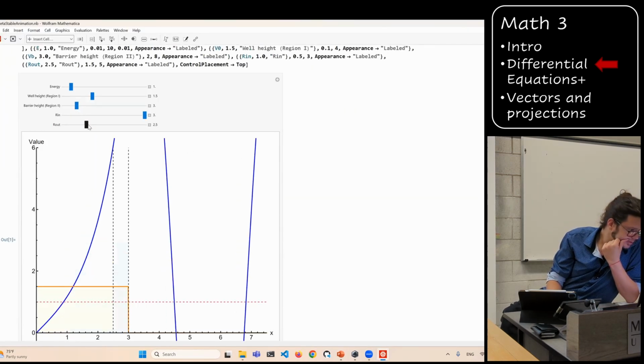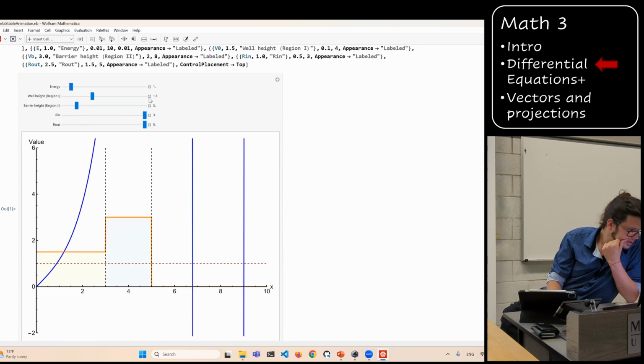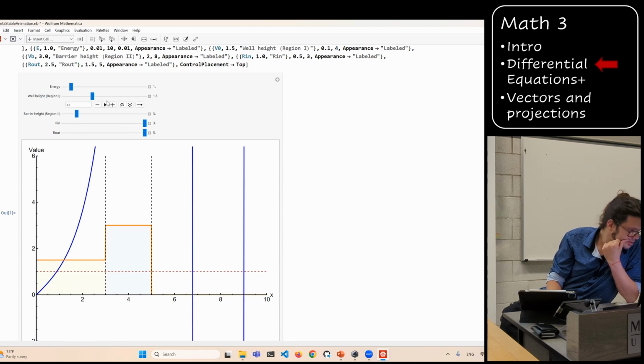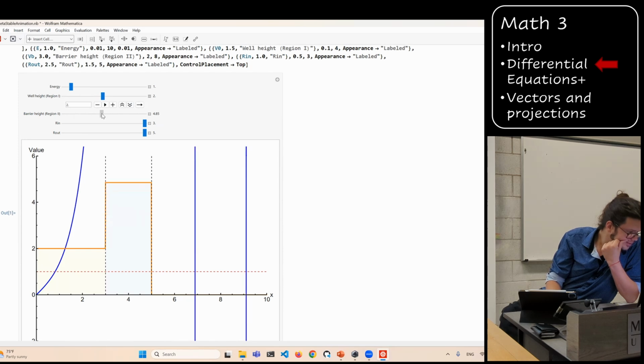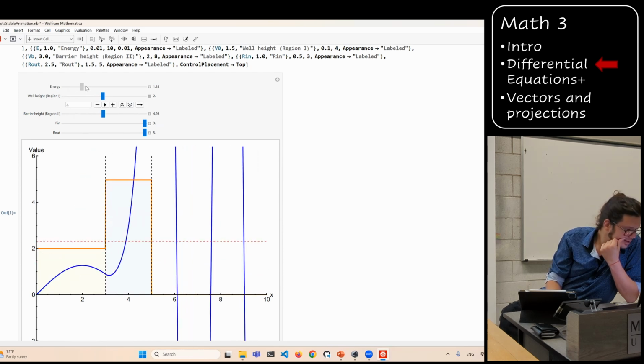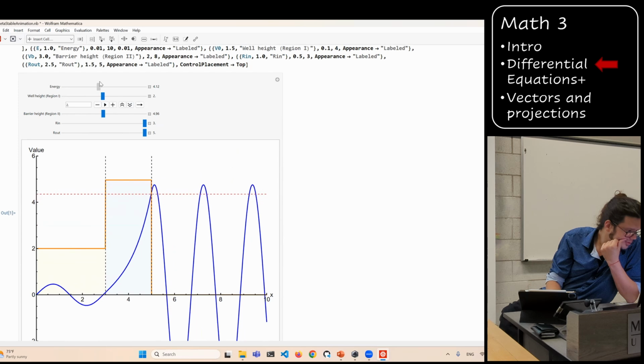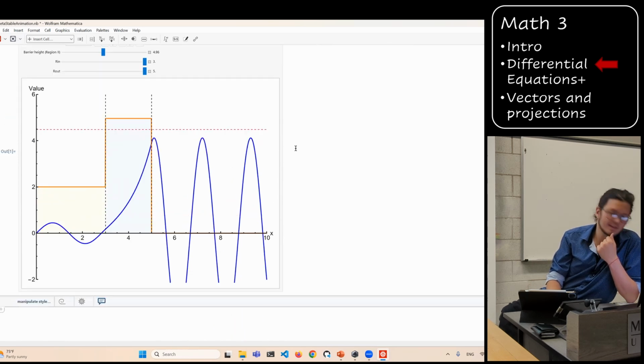And so I put these to 3, these to 3. How much did we say the height in region 2 was? In region 1, sorry, it was around 2. In region 3 was around 5. And my energy was 4.5, I guess. And this is how the solution looks like.